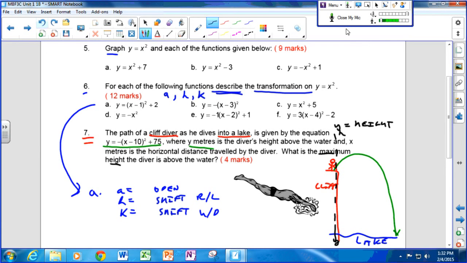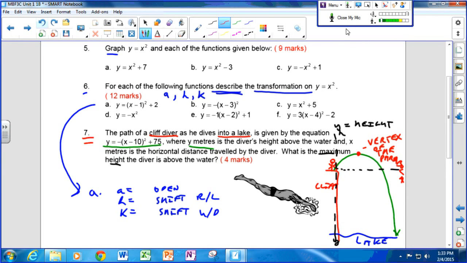Now you'd be tempted to say maybe this is his maximum height above the water, but the fact is he jumps up, shown by the green parabola. In fact, his maximum height above the water is this point right here, which is the vertex of the parabola. That's the vertex of the parabola right there.